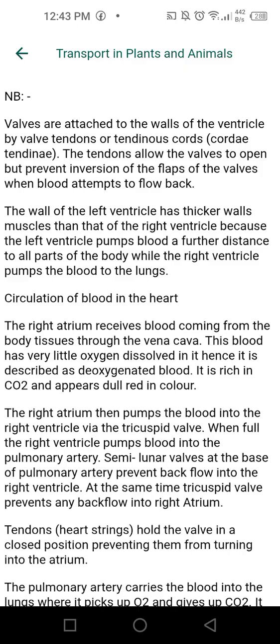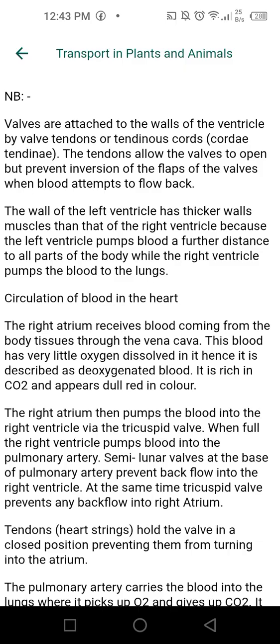The right atrium receives blood coming from the body tissues through the vena cava. This blood has very little oxygen dissolved in it, hence it is described as deoxygenated blood. It is rich in CO2 and appears dull red in color.